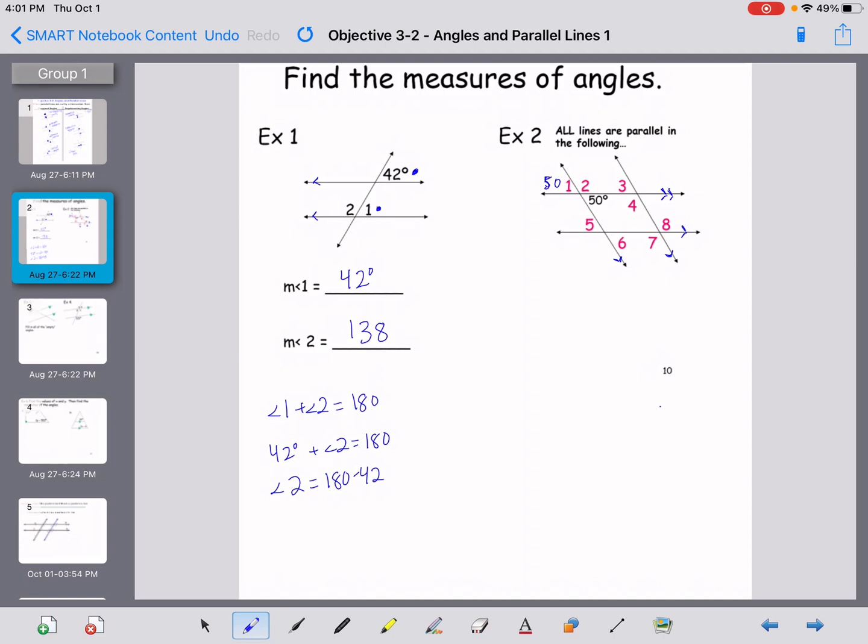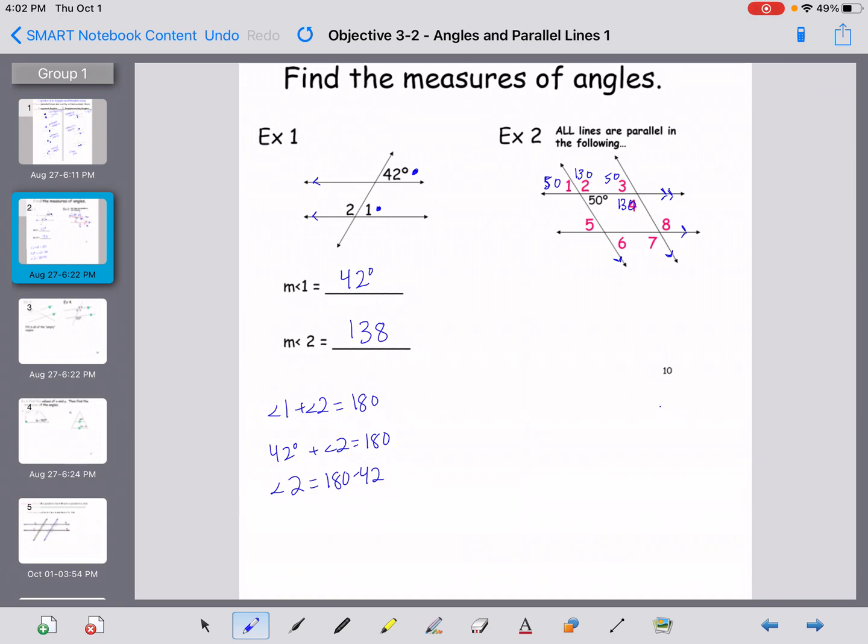So the relationship between 1 and 2 is a linear pair. So that means angle 1 plus angle 2 equals 180 degrees. So 180 degrees minus 50, I can do that in my head real easy. That's only 130. All right, 50 and angle 3 are alternate interior, so they're congruent. 50 degrees and angle 4 are consecutive interior, and they would equal 180. So 180 minus 50 gives me 130 again.